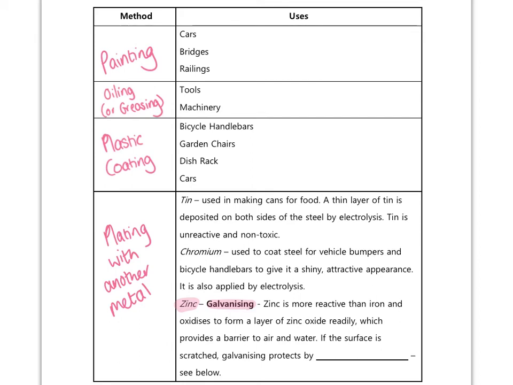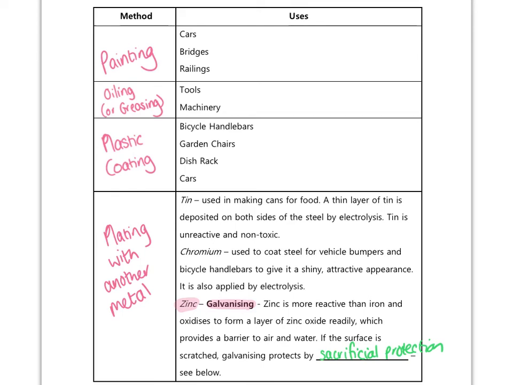And zinc actually works in 2 ways. It's more reactive than iron, so actually it provides that barrier if the iron is fully coated by the zinc, but also if the surface is scratched, then galvanizing will also protect by sacrificial protection. We talked about that briefly in the previous page, and we're going to look at it on the next page as our next method of rust prevention.